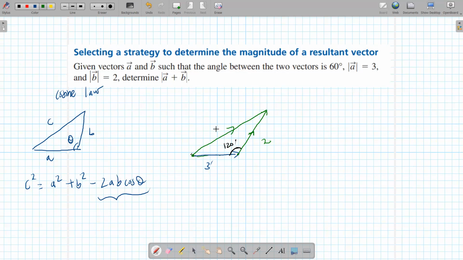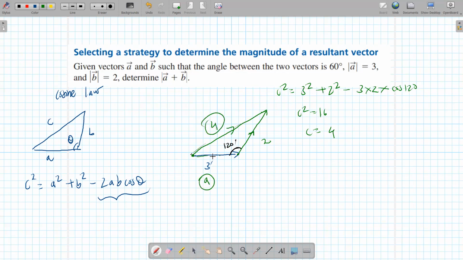We're looking for C. So C squared is going to be A is 3 squared plus B is 2 squared minus 3 times 2 times cosine 120. Let me plug this in. 3 squared plus 2 squared minus 3 times 2 times cosine 120. It's 16. So C squared is 16. What is C? 4, right? And there you go. This side length here is 4.